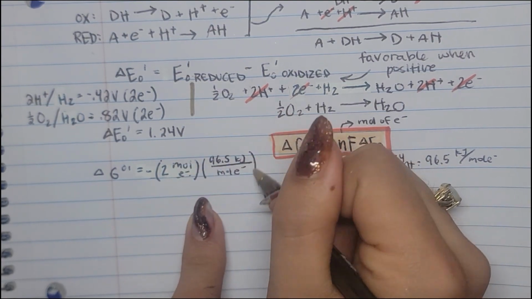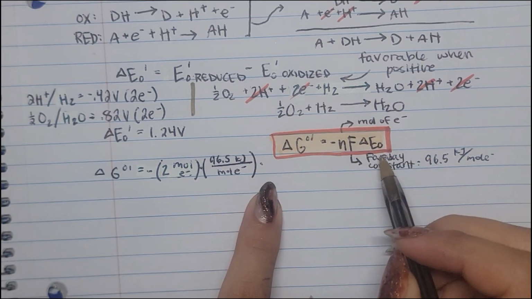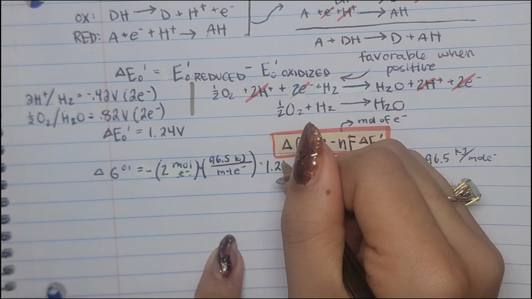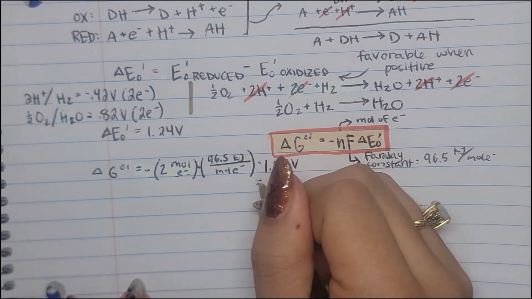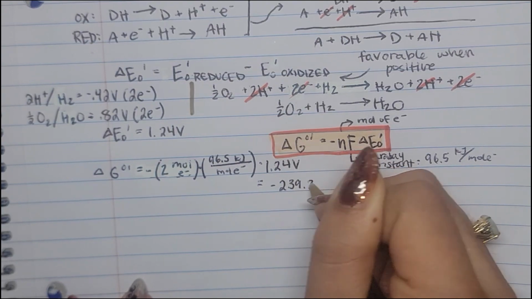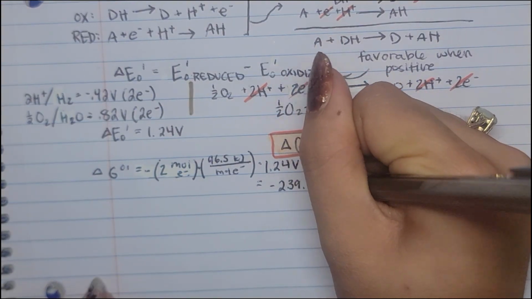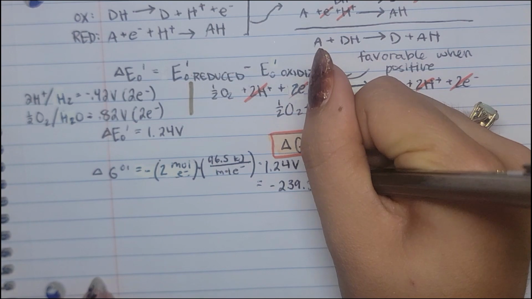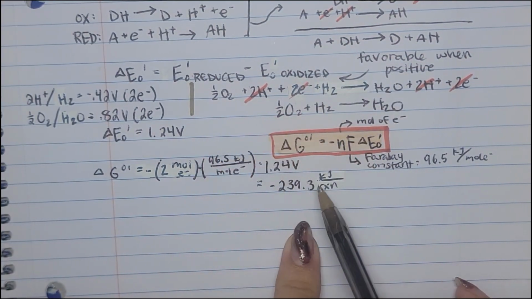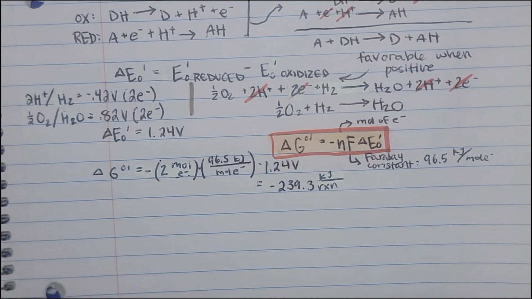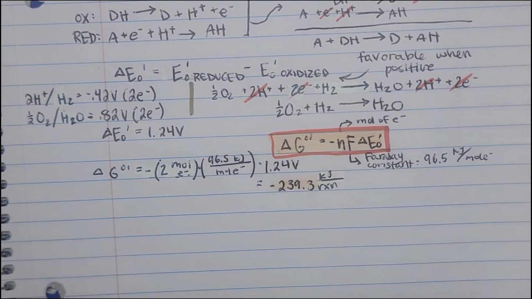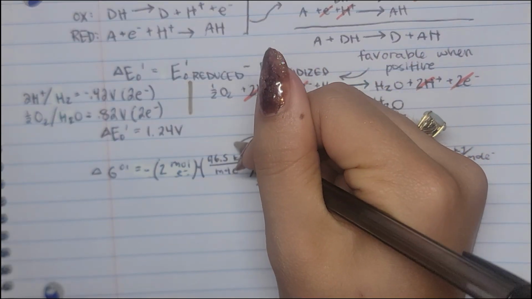So this will cancel out. That's good. Multiplied by the delta E naught, which we found here was 1.24 volts. And that ends up giving you negative 239.3 kilojoules per reaction. So every time you do one of these reactions, you're going to be working with 2 moles of electrons, and that's going to give you this much energy. Nice. Okay, so here we're applying this equation.